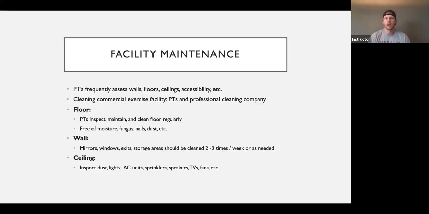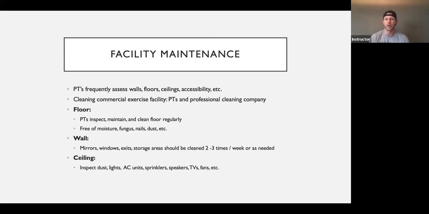Maintenance, okay? So personal trainers frequently are going to be looking at walls and floors and ceilings. Are things accessible? A lot of what I had to do was re-rack weights, make sure they're in the right spot. Sometimes cleaning, depending on if I had the time. But they also have professional cleaners, maybe a full-time cleaner, depending on your gym, things like that.